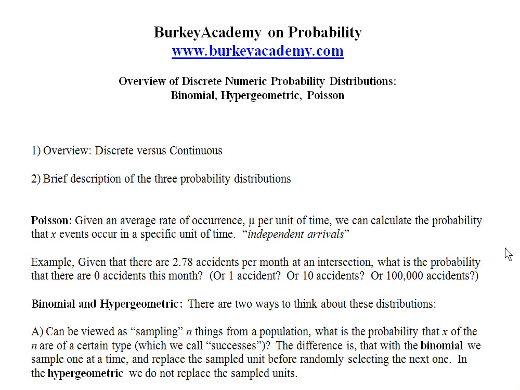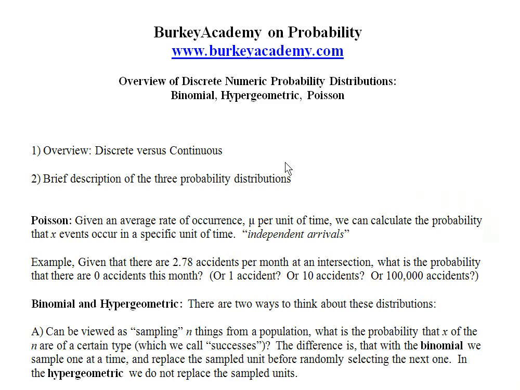In this video, we're going to look at discrete numeric probability distributions. This video is just going to be a brief overview of the three most common discrete numeric probability distributions and what we mean by discrete numeric probability distributions. The three distributions we're going to talk about are called the binomial, the hypergeometric, and the Poisson.